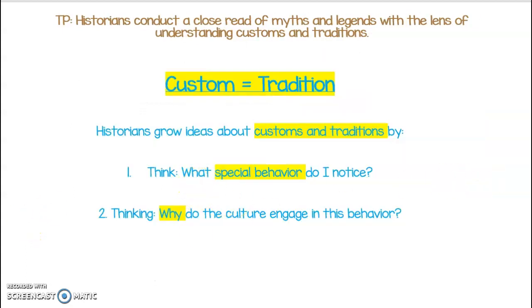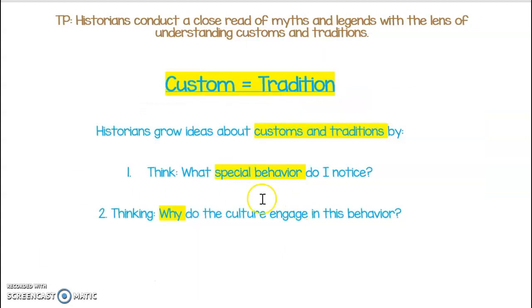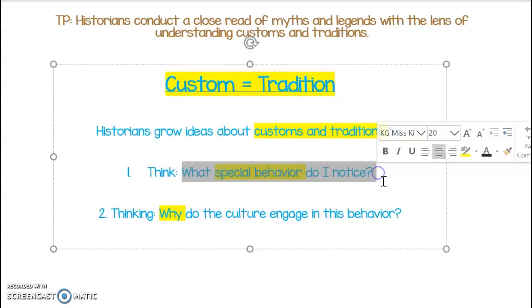What special behavior did I notice? I noticed that in these two paragraphs, the medicine woman retreated or went into the forest. She drew a circle of life. She fasted, meditated, and prayed. I also noticed that same behavior in our third paragraph where it says she withdrew to meditate and pray. Okay, so were we able to find our answer to what special behavior did I notice?